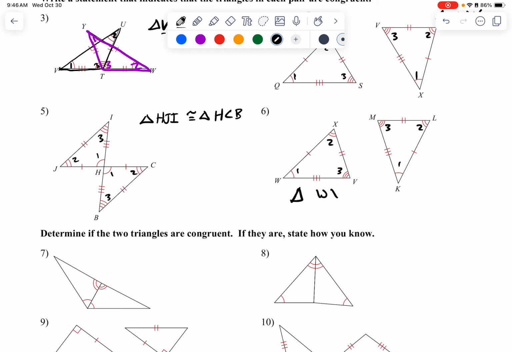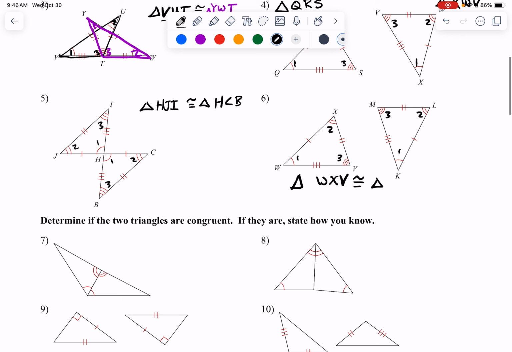Triangle WXV, V for that last letter there, is going to be congruent to triangle 1, 2, 3, which is KLM.